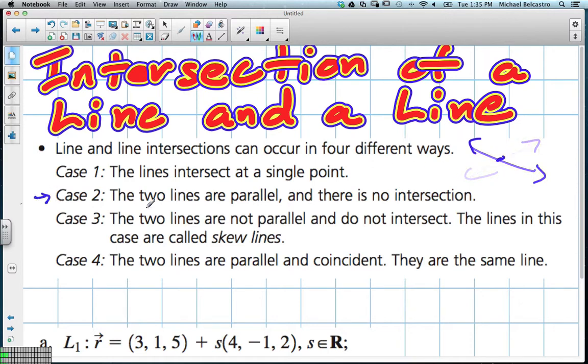Case 2 is the 2 lines are parallel and there's no intersection, and we're familiar with such an occurrence. We have 2 parallel lines, so they'll never intersect each other.